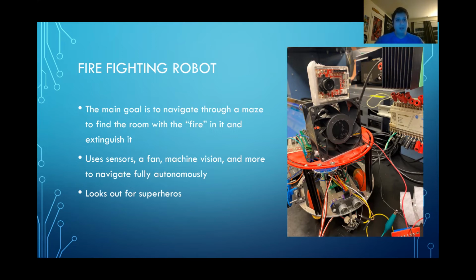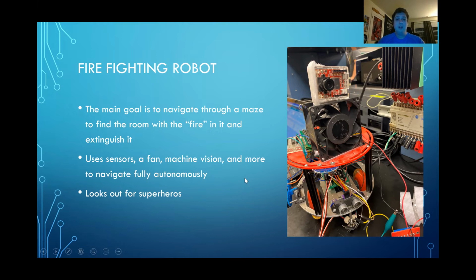The camera on top will look out for two superheroes: the Flash and the Green Lantern. The way it does that, it'll detect color and tell each one to get out of the maze. So if it sees Green Lantern, it'll tell Green Lantern, hey, get out. And it'll say it on the little LCD screen. You can see it right behind the fan.